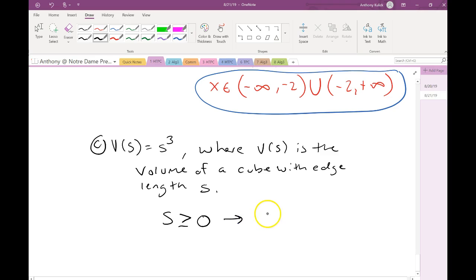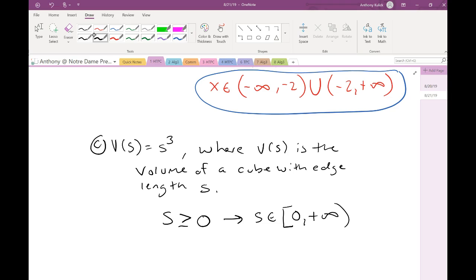So turning this into interval notation, in this case, we have 0 to positive infinity, including 0. All right. Everybody feel okay about finding these domains? Okay. Good. Let's talk about ranges then.